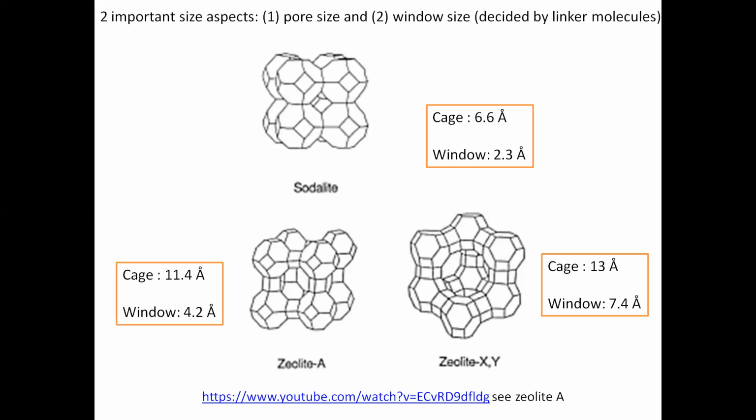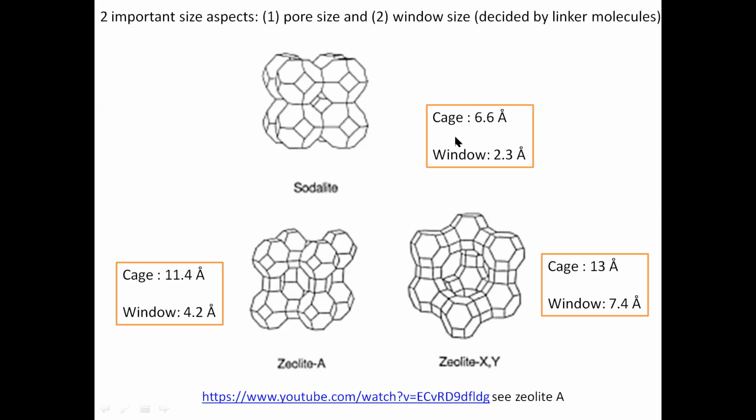So you have to tune both, and for this tuning, the window size is different. If you decouple window size and pore size, you can start having different applications. For example, if you have a small pore size and window size, then only small molecules will go. So the reaction will happen only with the small molecules.